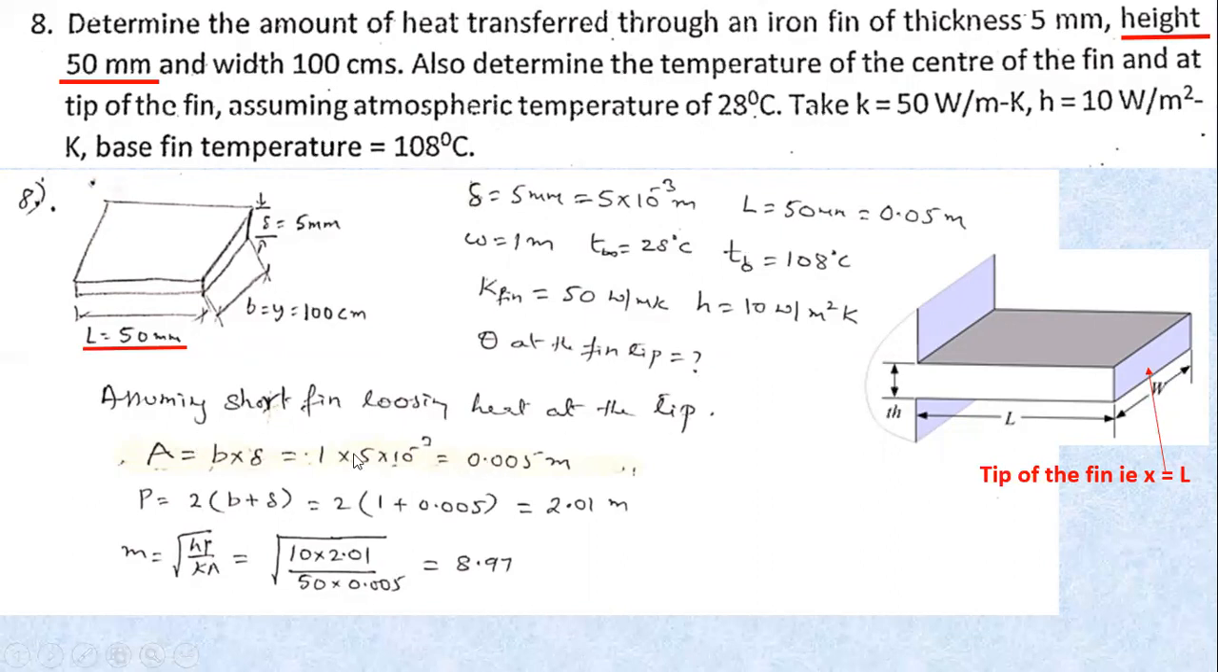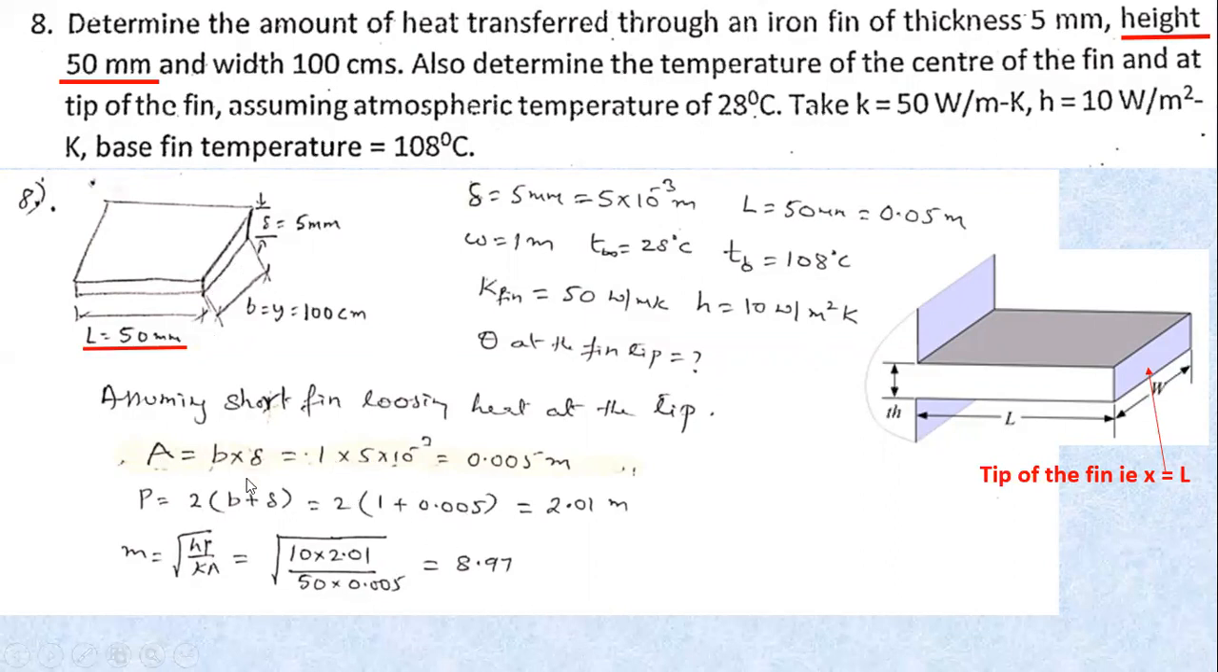So again here we are assuming a short fin, so you can check it out. M into L, if it is less than 5, it is a short fin, otherwise it is considered a long fin. Now we are assuming a fin losing heat at the tip. See, thickness is almost 5 mm, so I am assuming a short fin with losing heat at the tip. You can also calculate a short fin with insulated surface. There will not be much difference in the Q value.